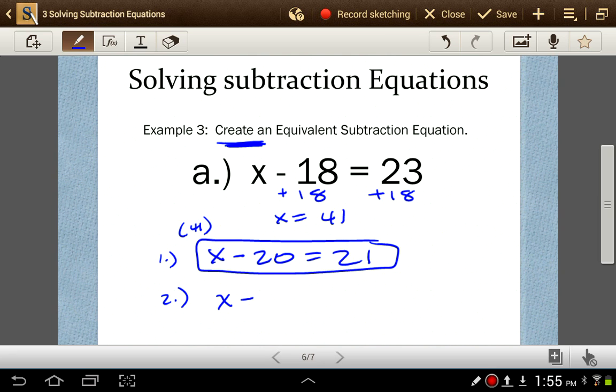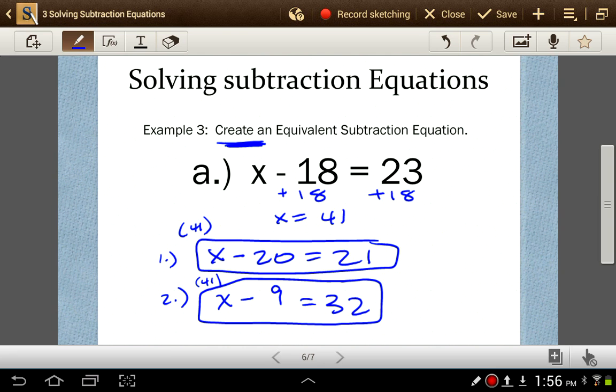Okay, another example of this, if I wanted to write one, is say I did x minus, let's say 9. Okay, again, that's 41. So that's 41 minus 9, that is 32. So x minus 9 is 32 is another example. So there's 2 examples of creating equivalent subtraction equations.